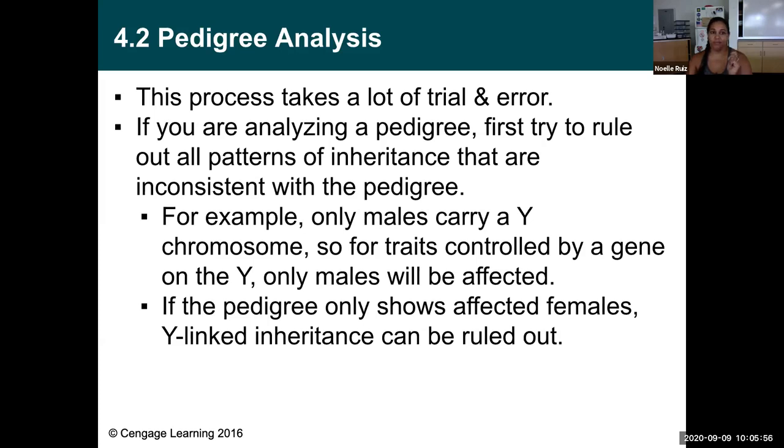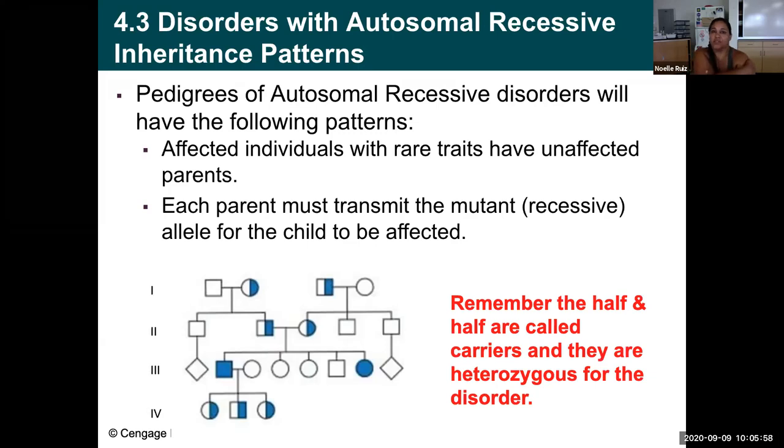Disorders with autosomal recessive patterns. Pedigrees of autosomal recessive disorders will have the following patterns. Affected individuals with rare traits can have unaffected parents. Each parent must transmit the mutant or recessive allele for the child to be affected. So this happens when the parents are heterozygous, and they have a 25% chance of passing both recessive alleles onto their child.